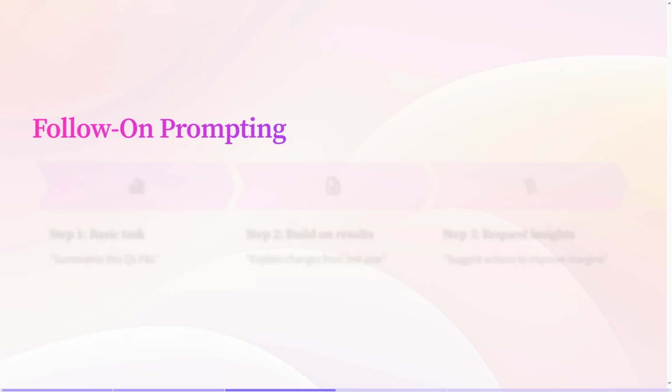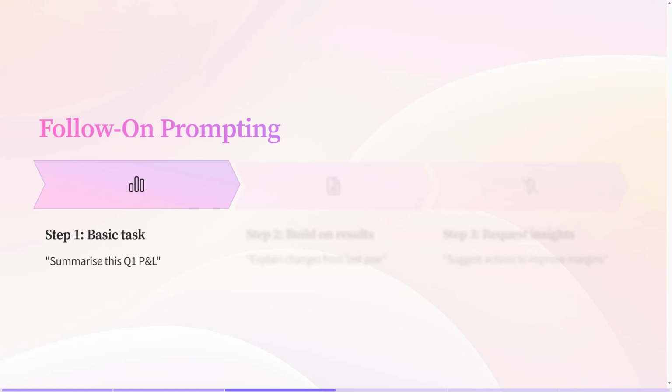This is often referred to as multi-task prompting as well as follow-on prompting, because if you ask it to do too much in one go, it might struggle. So by breaking the task down and asking follow-on prompts, you get better responses. For example, we might start with a very basic prompt like summarize this profit and loss. We don't want to try and do too much in one go, so we just ask it to summarize the key points from this profit and loss.